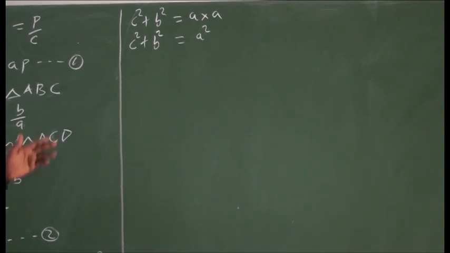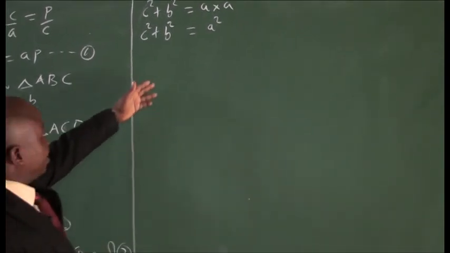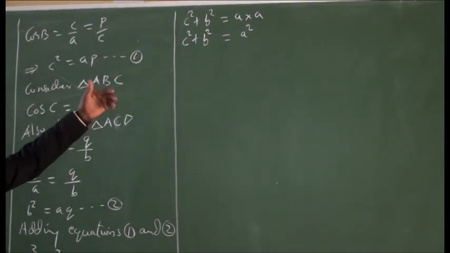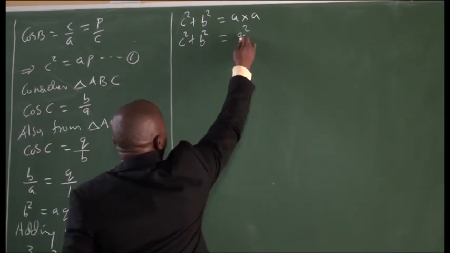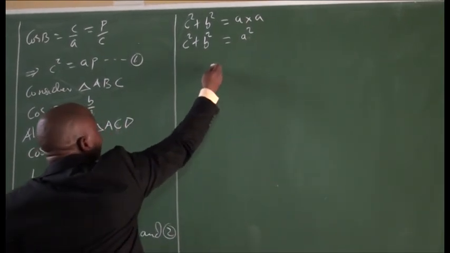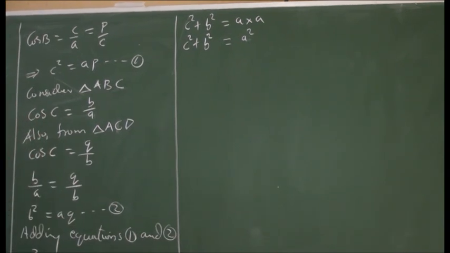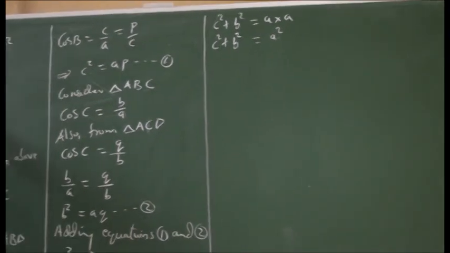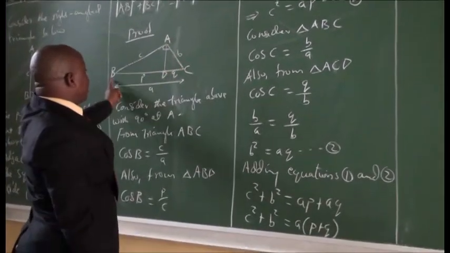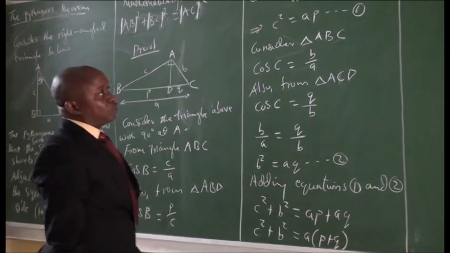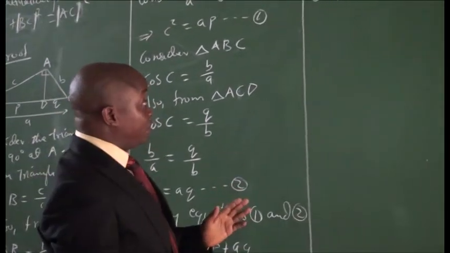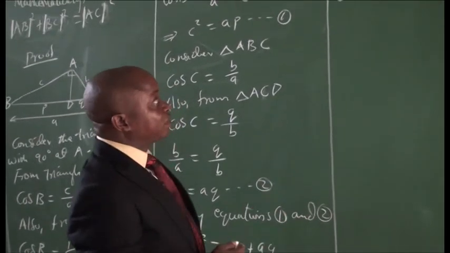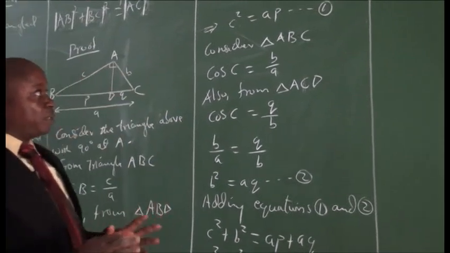And that proves the Pythagoras theorem, which says that the sum of the squares of the two shorter sides will be equal to the square of the longer side. Now see, C here is one of the shorter sides, B is one of the shorter sides, and this is the longest side here. So that proves the Pythagoras theorem. We'll now take an example and see how we can apply the Pythagoras theorem to solve trigonometric problems.